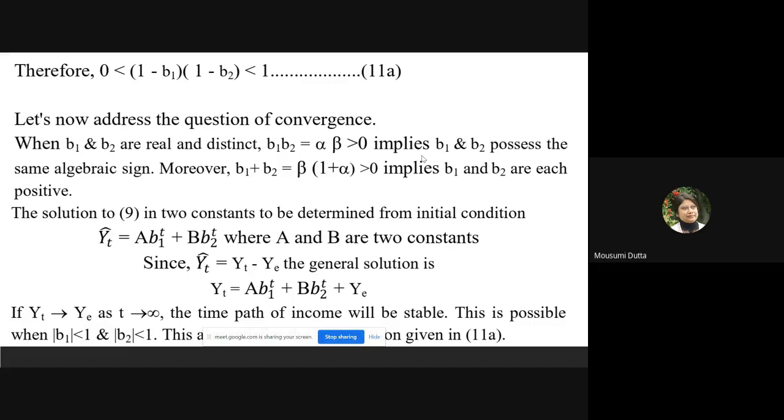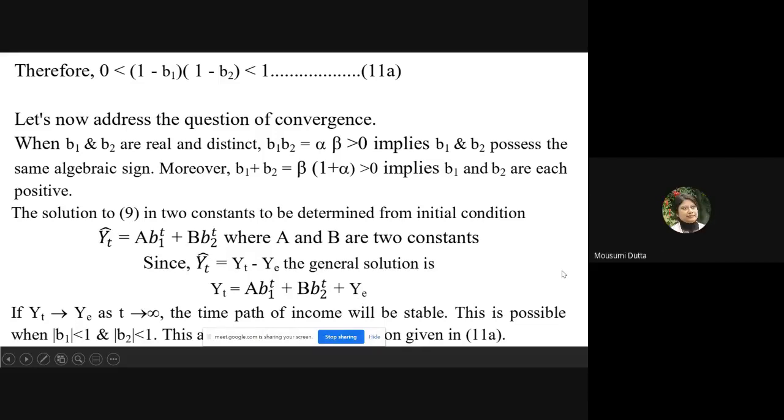Yt hat is equal to yt minus ye. So this complementary function itself can be written as yt is equal to a b1 to the power t plus b b2 to the power t plus ye. Is this equation all right to all of you? Yes, ma'am.